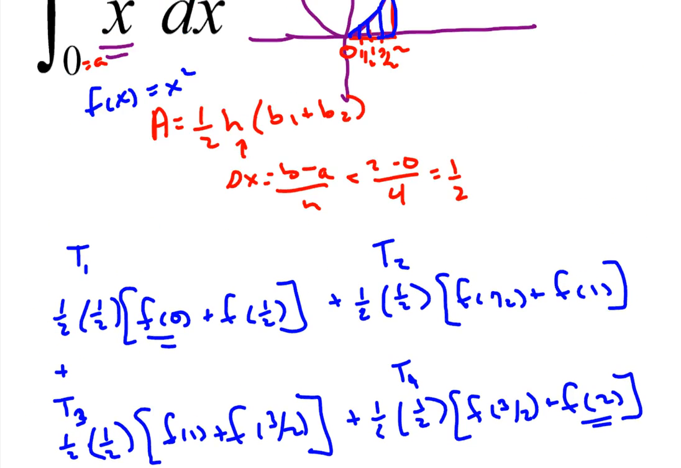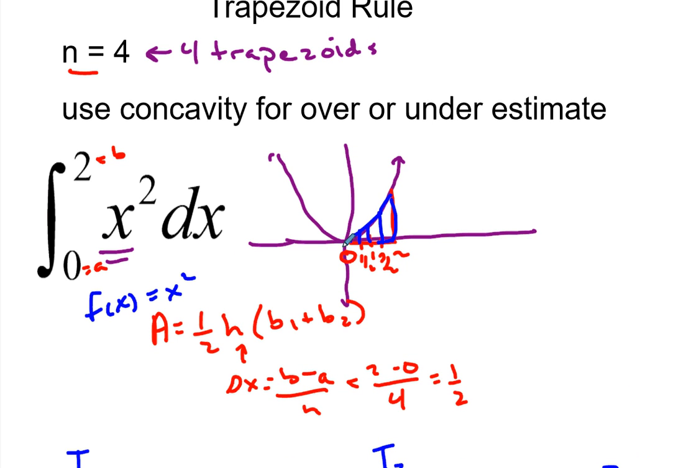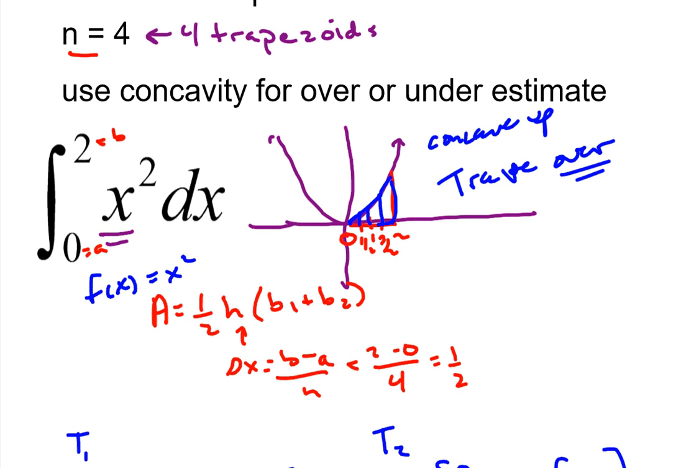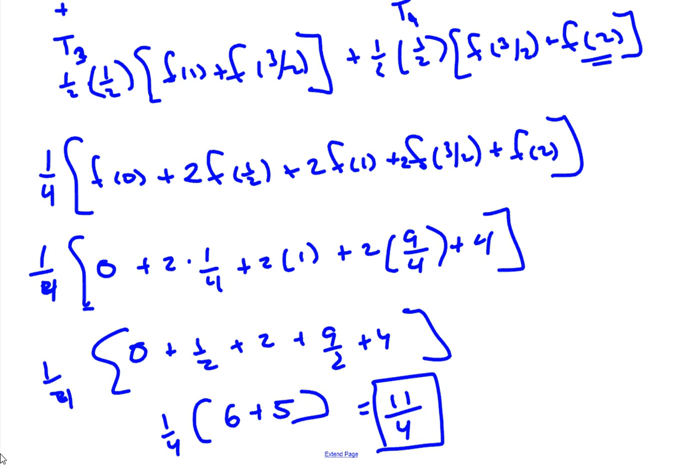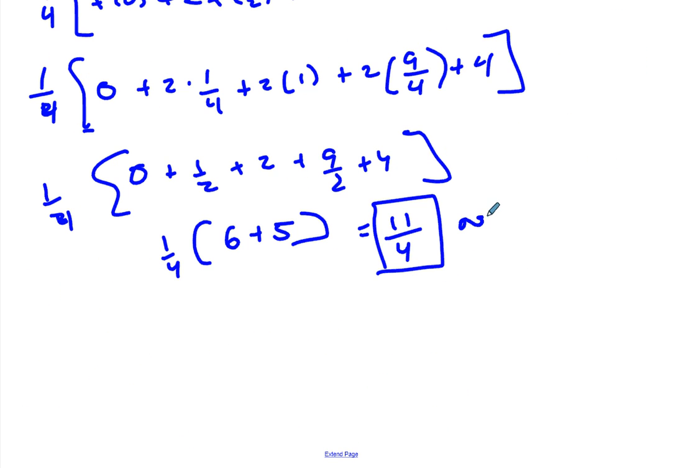Now, looking at this, we can see that this is concave up. Now, if this is concave up, that means these values right here are actually a little bit over the top of this value right here. So if it's concave up, the trapezoid rule is going to be an overestimate of the actual area. We can verify that in just 1 second. Okay, so we know that 11/4 is an overestimate of this value, because it's concave up.